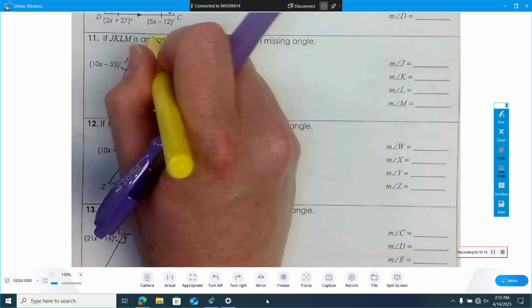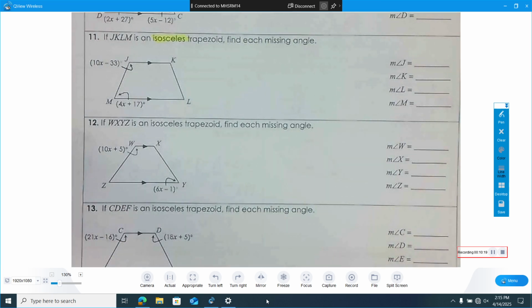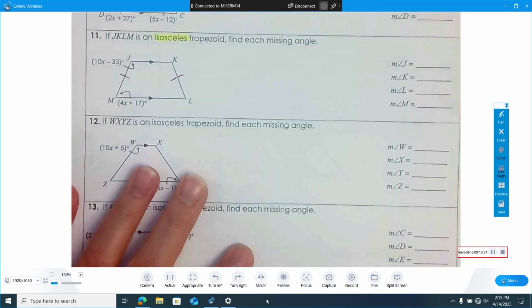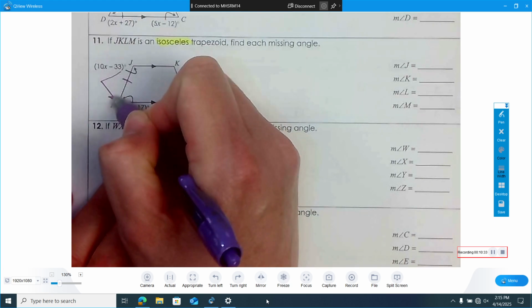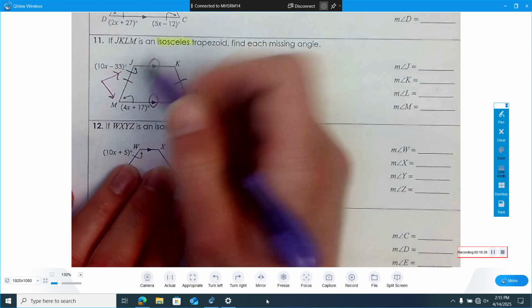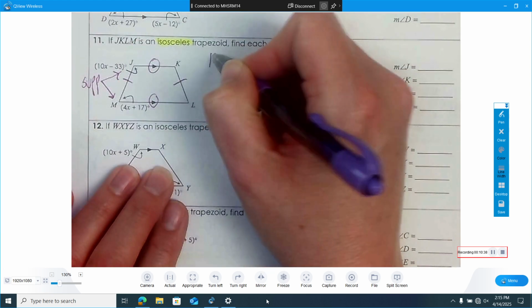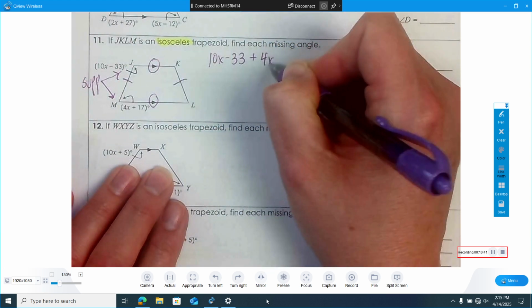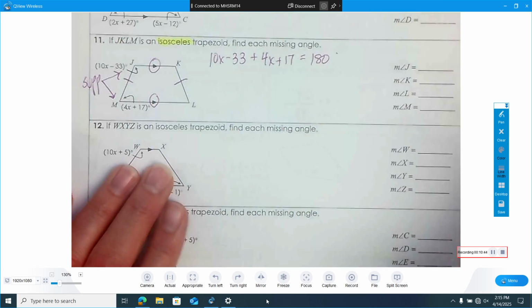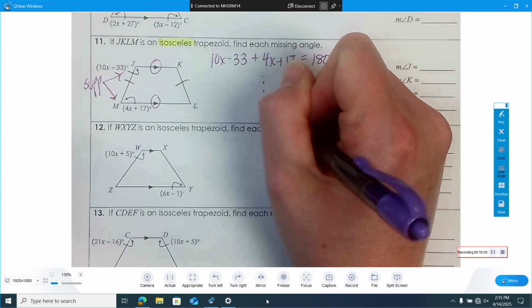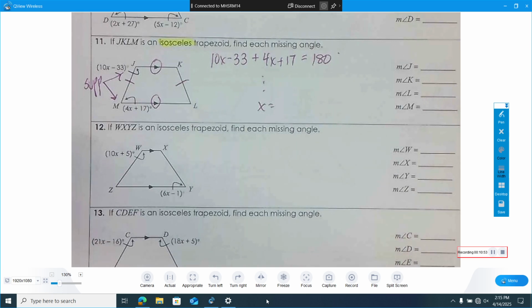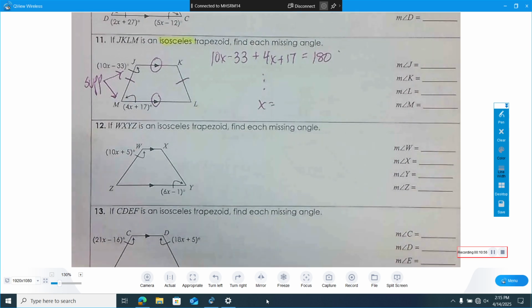Again, JKLM is isosceles. Tell me about the angles that they've given us here. They're supplementary, very good. Because they're between those parallel lines, they are supplementary. So 10x minus 33 plus 4x plus 17 equals 180 degrees. And then you could solve from there, right? But we don't need to do it, because I trust you know how to do this by now. Let's look at number 12.